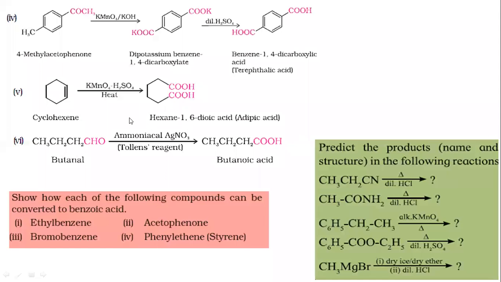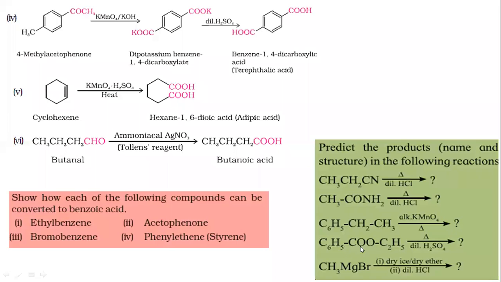Then again, some questions are given. Predict the products and the names of the structures of the following. In all these reactions, see, this is a cyanide with dilute HCl, we get the amide first, then the amide with HCl gives the carboxylic acid. Then this is an oxidation with KMnO4, directly we get the acid here.